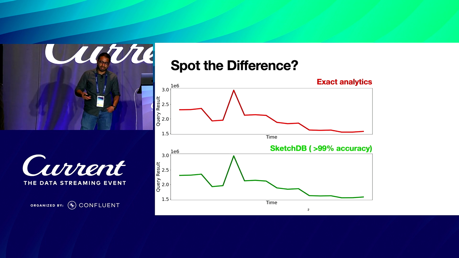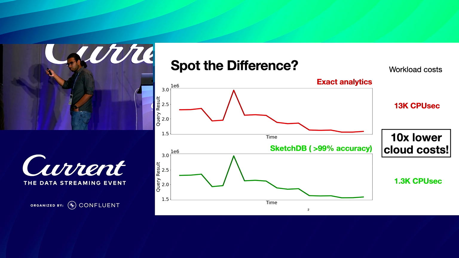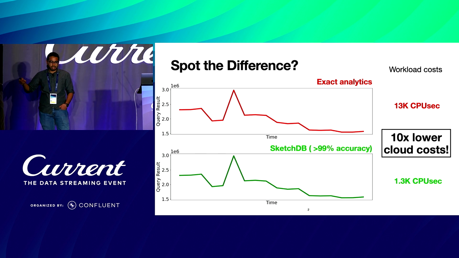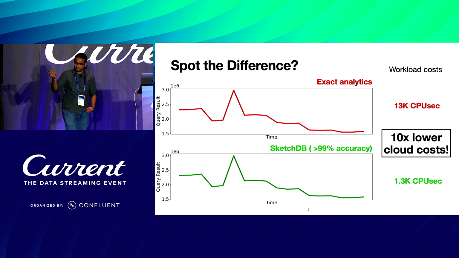Now let's say this graph is part of a dashboard. You want to generate a graph like this, let's say once every second for an hour. This is what the workload costs for that look like, right? So SketchDB is able to produce a virtually indistinguishable result with 1/10 of the cost. Let me tell you how we do that.